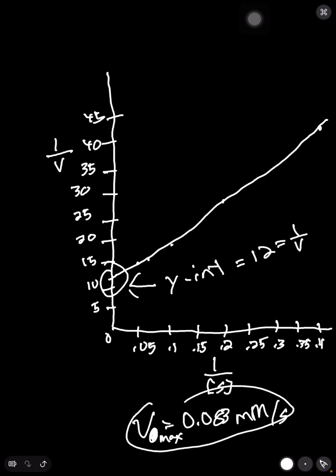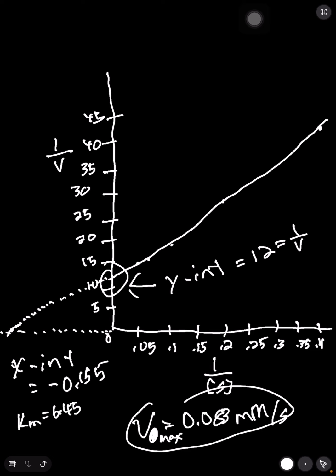Very good. All right. You could extrapolate this a little further and just follow the general shape of the line down here, and you can figure out what the negative x value would be. I'm looking for it in the book because I already worked it. The x-intercept is negative 0.155. All right, so we take the negative inverse of that. That's Km, and that is 6.45 millimolar.